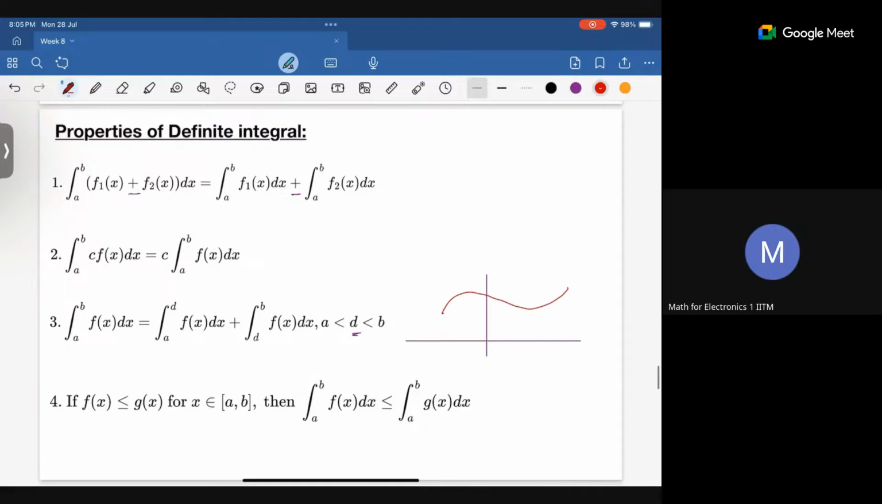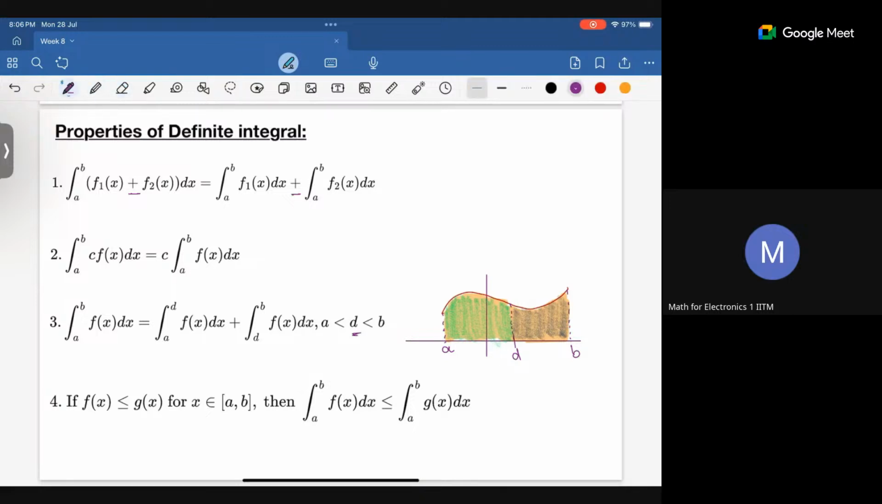If you have some curve from say a to b, and you have some other point in between, d, and you want the total area, which is this orange thing, the total area under the curve from point A to point B. You can compute this total area by computing this area first, from A to D, and then computing this area from D to B, and then adding the green and gray regions to get the whole orange region. So that is what this property says.